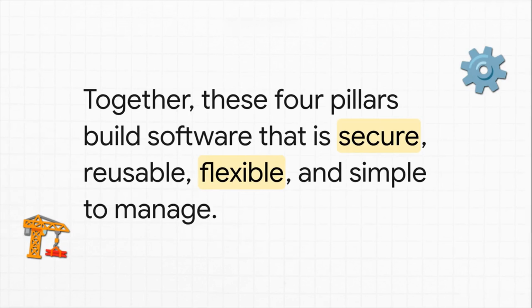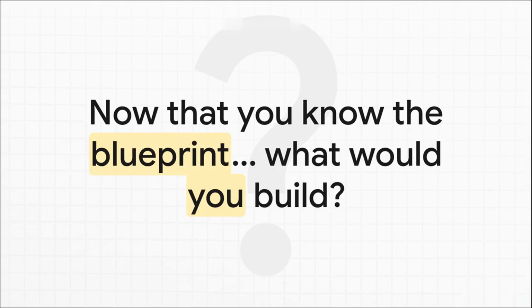And here's the most important thing to remember. These pillars don't exist in a vacuum. They are a system. They all work together to let developers build apps that are secure by design, efficient to build, flexible enough to change over time, and simple enough to manage, even when they get crazy complex. These 4 pillars are, without a doubt, the foundation of almost every piece of modern software you touch. They are the core ideas that turn a simple thought into a robust, scalable reality. So now that you know the blueprint, what would you build?